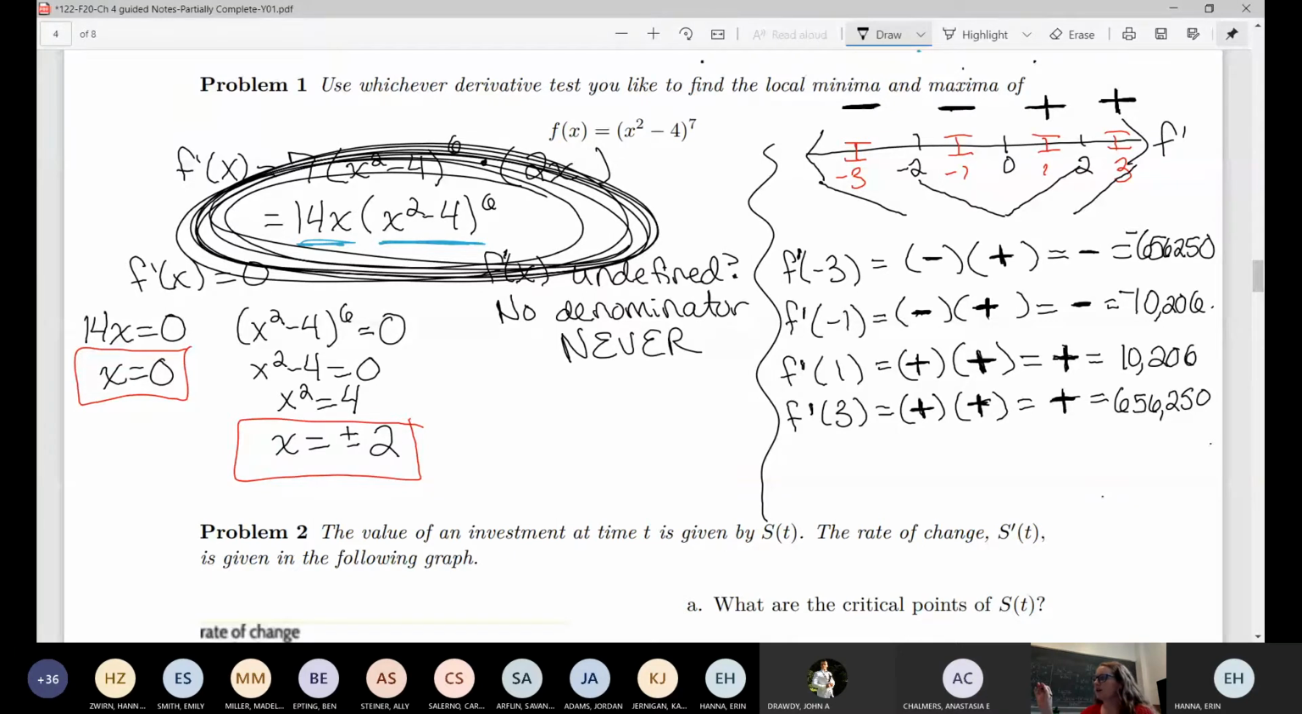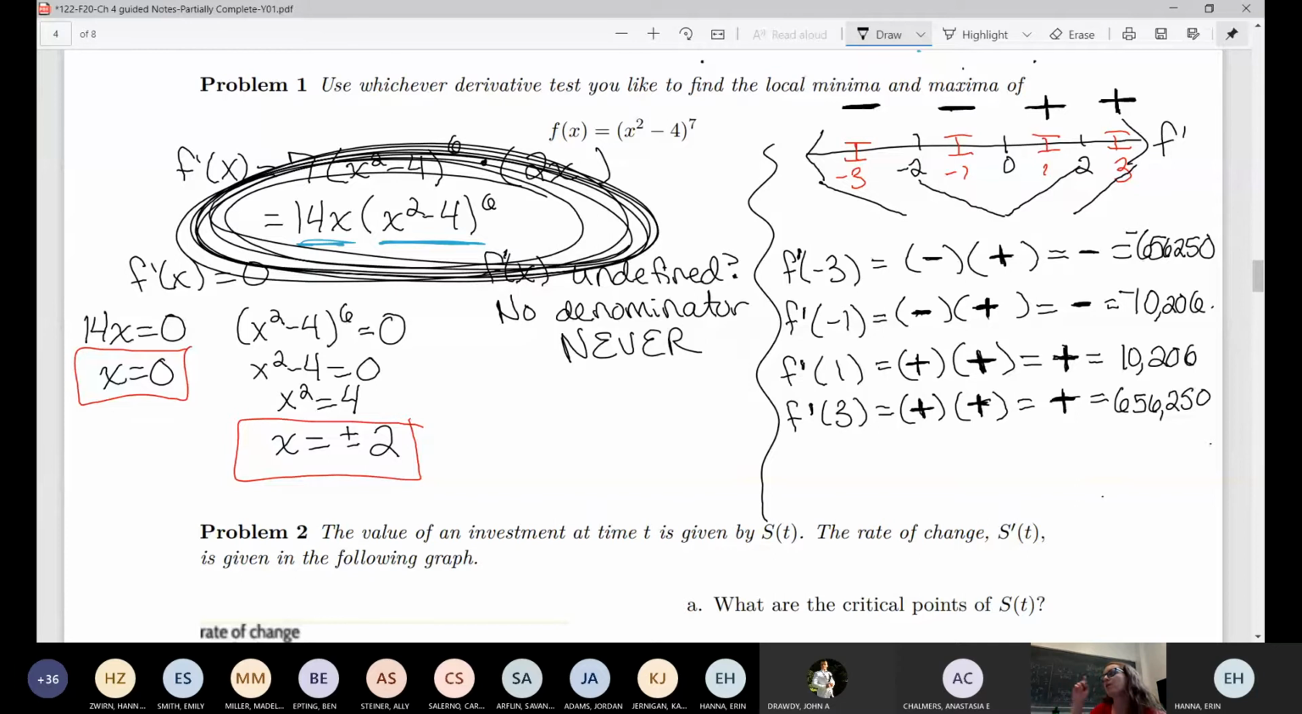So the only time that we're going to have extrema is when the derivative changes sign. So notice at -2 and +2, it doesn't change sign at all. It's negative to negative and then positive to positive. So those don't turn out to be extrema, which is why we have to do this sign chart, because sometimes your critical points aren't actually extrema.